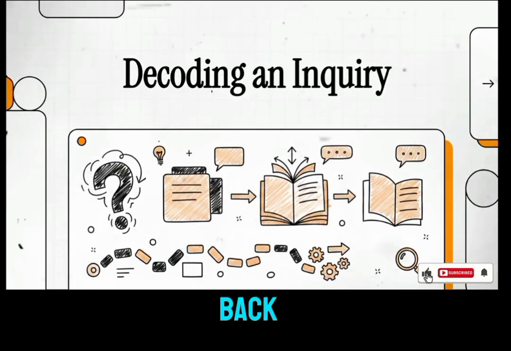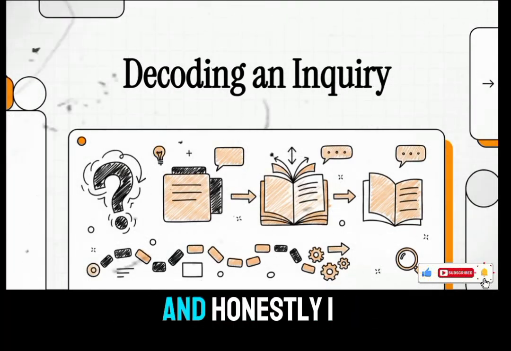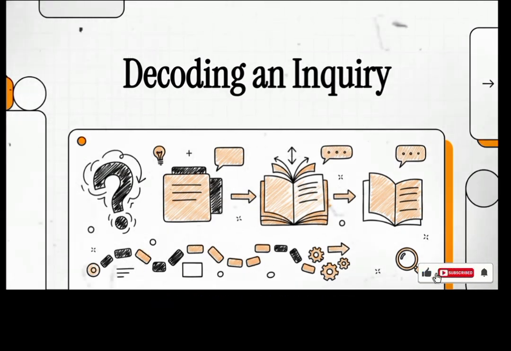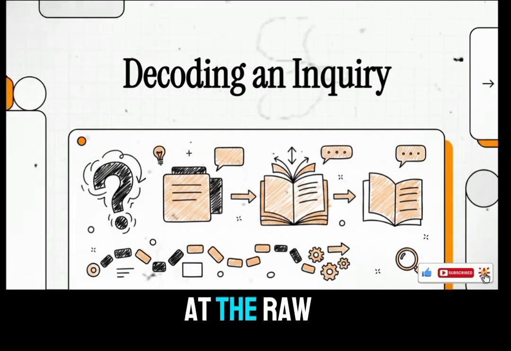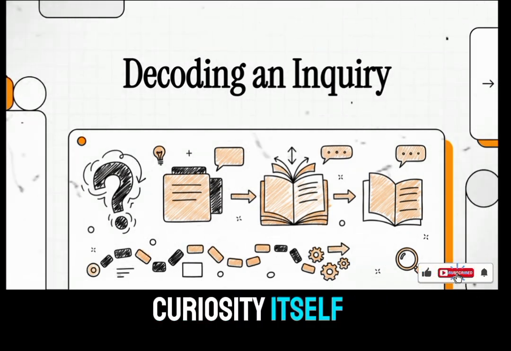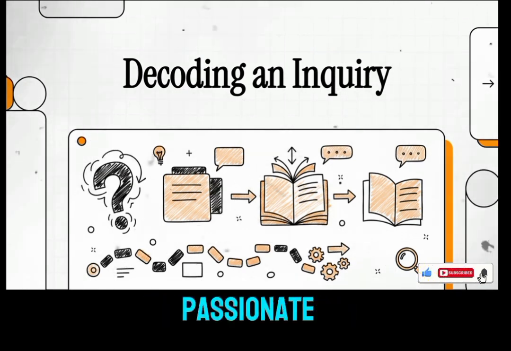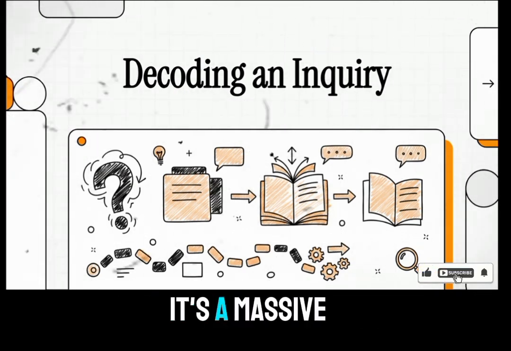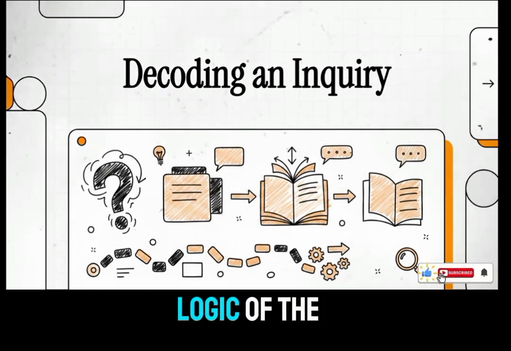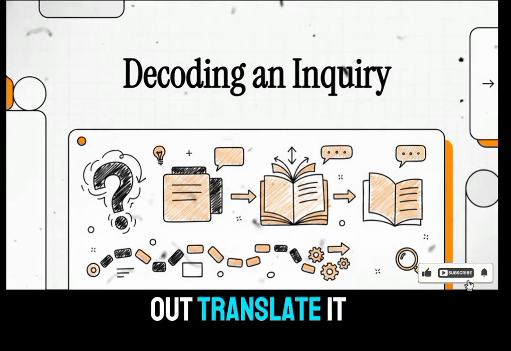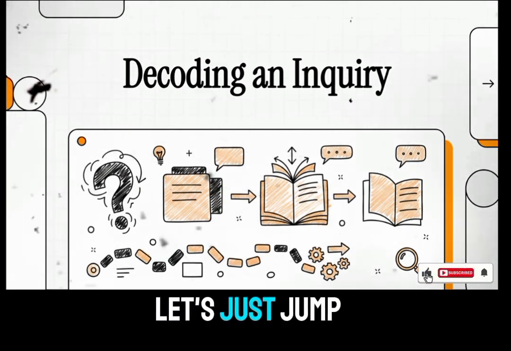Hey everyone, welcome back. So glad you're joining us for today's explainer, because we're doing something a little bit different, and honestly, I think it's super fascinating. Instead of tearing into some huge academic paper or digging through data, we're actually looking at the raw anatomy of human curiosity itself. We've got this incredible linguistic artifact, basically a dense, passionate, single-paragraph wall of text. It's a massive string of unpunctuated questions, and our goal today is to use the structural logic of the English language to parse it out, translate it, and figure out exactly what this author is so desperately trying to learn. Let's just jump right in.